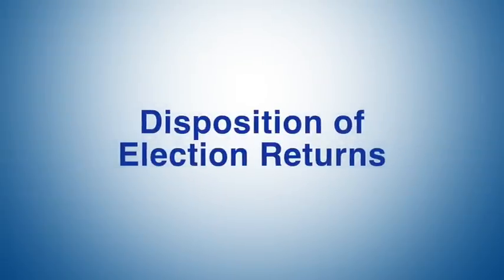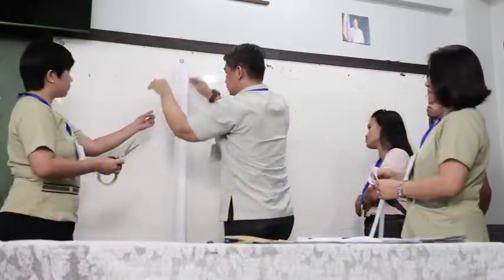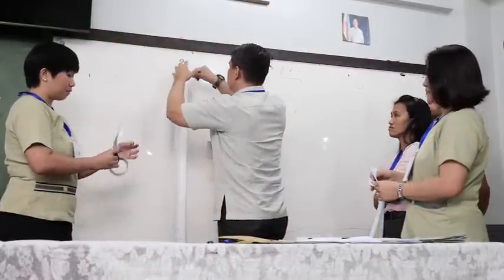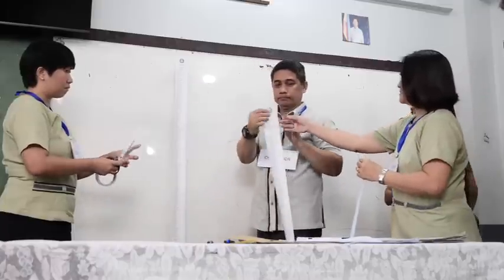Disposition of election returns. After the election returns have been printed, you shall sign and affix your thumb marks in the certification portion of all the copies of the ERs. Post one copy of the national and local ER in a noticeable place inside the polling place.